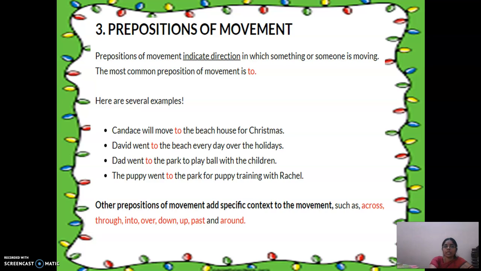Prepositions of movement indicate direction, in which direction something is moving, whether it is moving up, down, left or right, or what it is moving around, everything. Prepositions of movement indicate the direction in which something or someone is moving. The most common preposition of movement is "to".